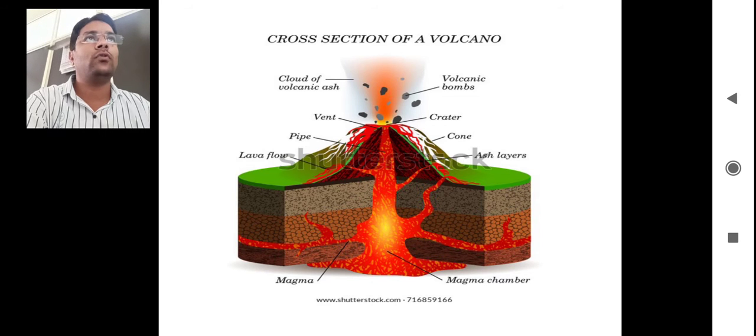So there are four main parts of a volcano. One is crater, second one is vent, third one is cone, and the last one is a magma chamber. And a pipe or a conduit joins the magma chamber to the opening of the volcano from where the material gets erupted.